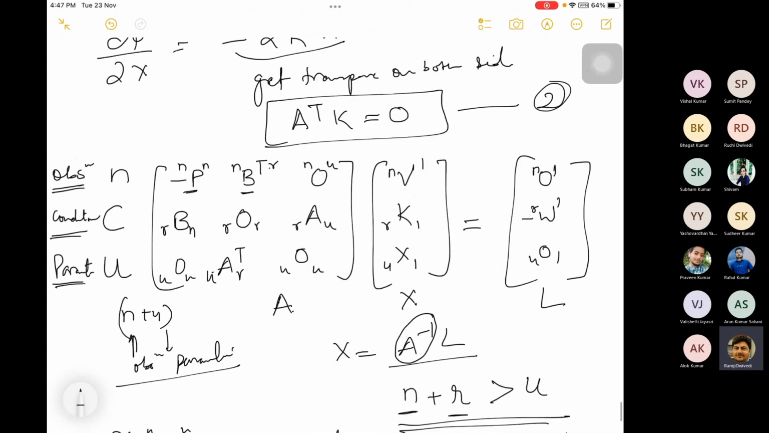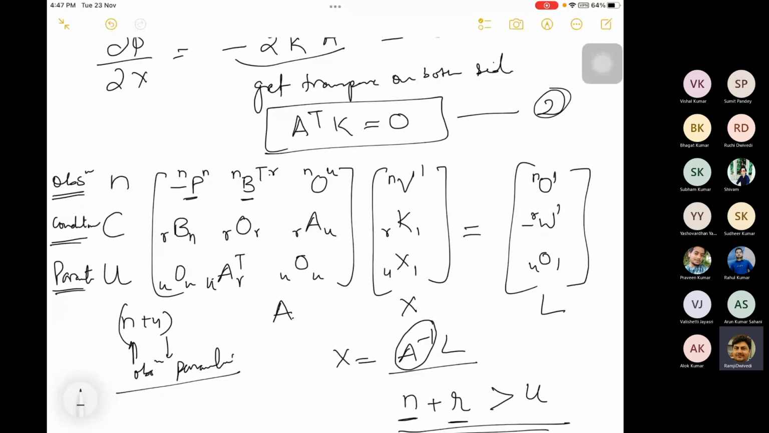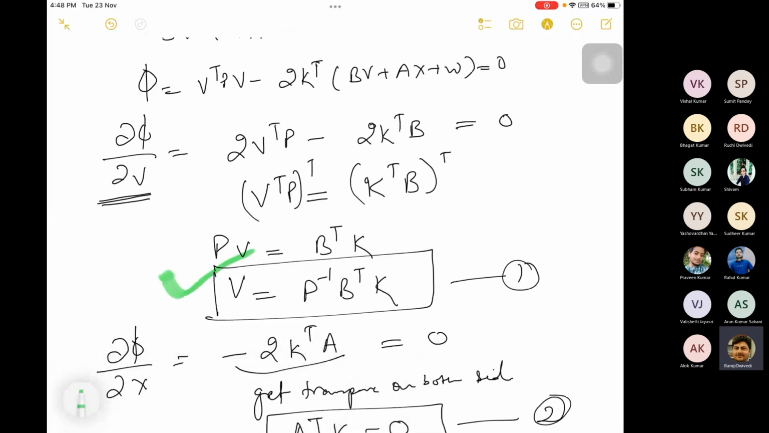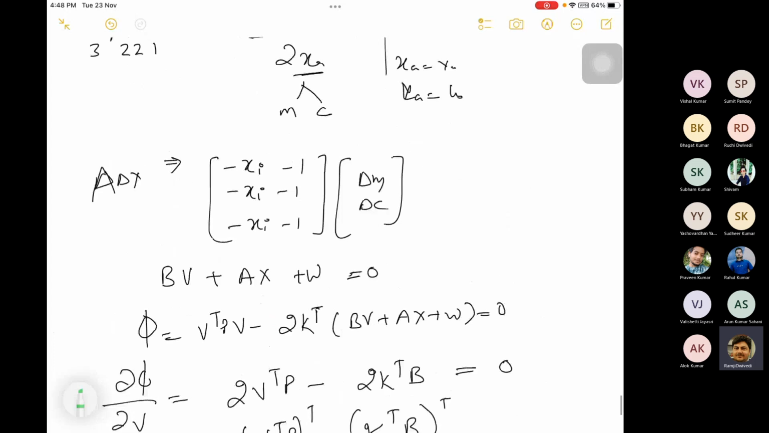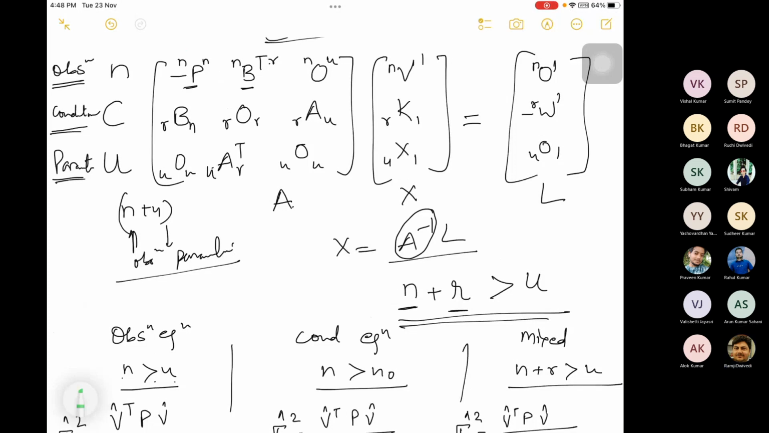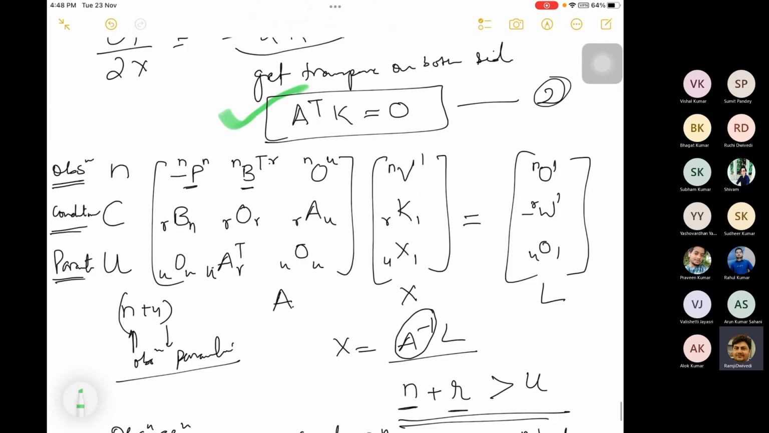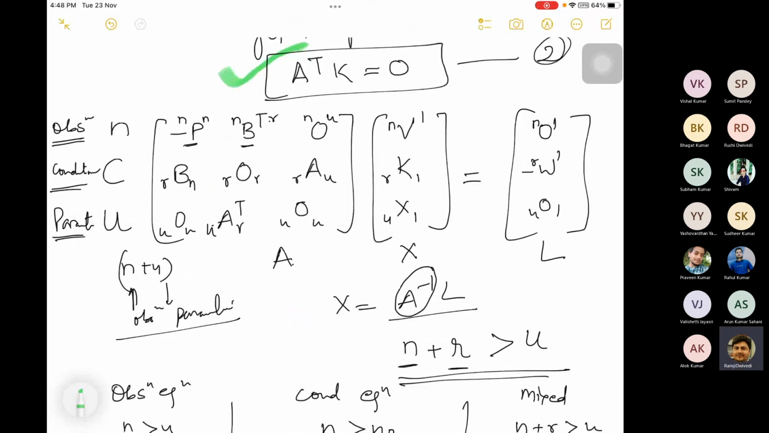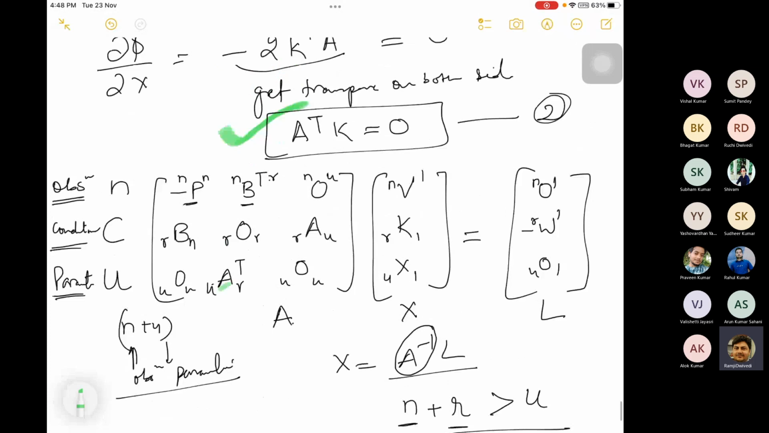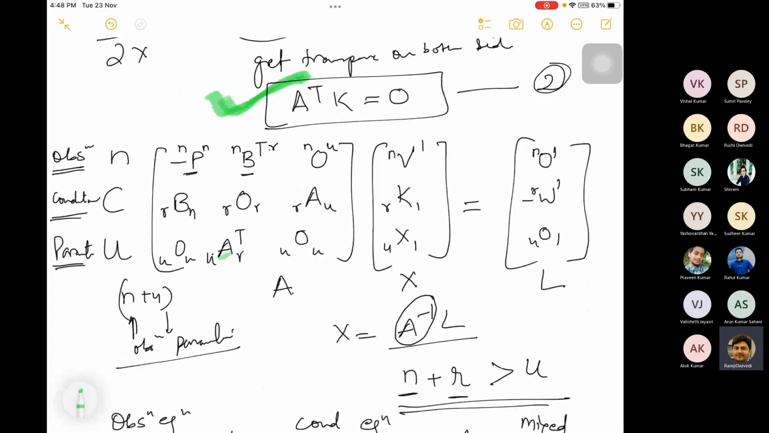So this matrix equation, see, it is very clear. I hope there will be no issues. These are just a combined way of representing the first, second, and so-called third, where BV plus AX is equal to the third. So these three equations are presented in this fashion. If you see PV plus B transpose K is equal to zero, this is this equation. Then the second is BV plus AX plus W is equal to zero, this equation, and the third one is A transpose K is equal to zero. So we have just combined the three equations to write in a matrix form. That's all we have done. There's nothing rocket science that you cannot understand. It's very simple.